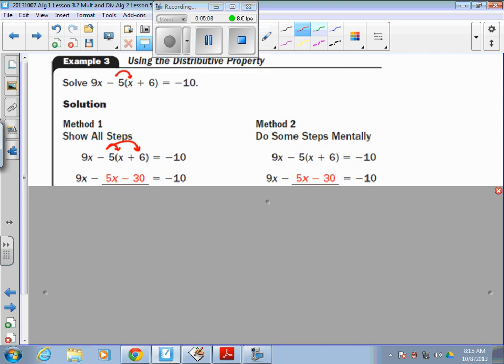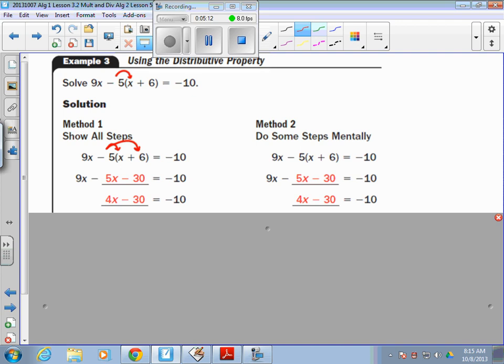Then do what we did on the last one. Combine 9x and negative 5x, and you get 4x. That's just combining the like terms 9x and negative 5x. So now everything's simplified on the left side. Now we need to start bringing things across the equal sign. 4x minus 30 equals negative 10.